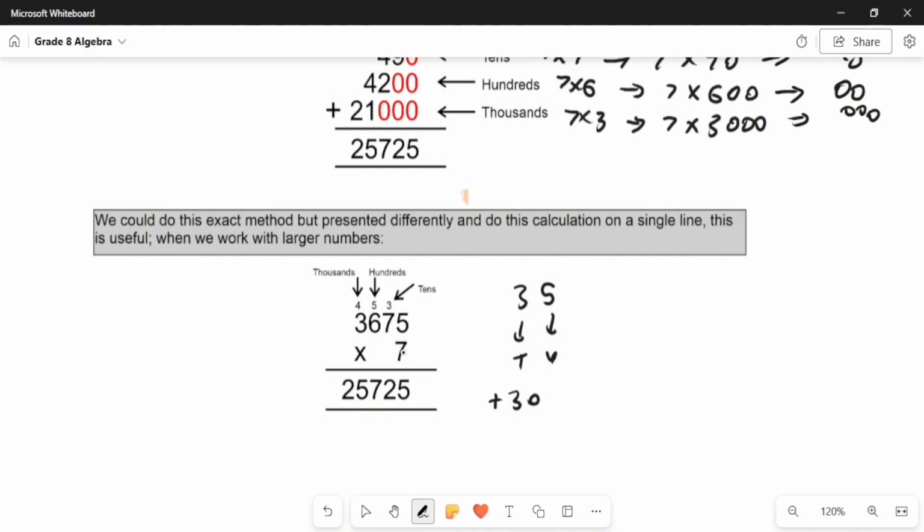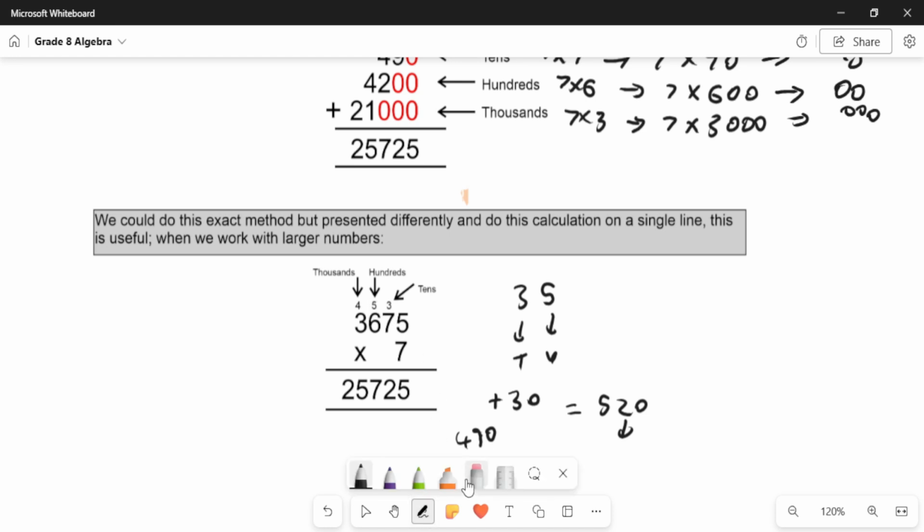And so whatever I get here, see, 7 times 7 is 49. But it's not 7 times 7, it's 7 times 70. And so what we have there now is 490, right? And so 490 plus the 30 that came from the previous column gives me 520. But what goes in the tens column? Only the 2. The 5 will go to the hundreds column, right?